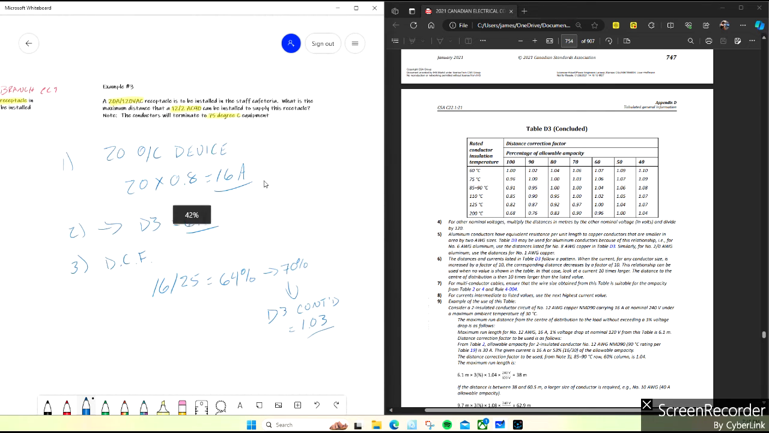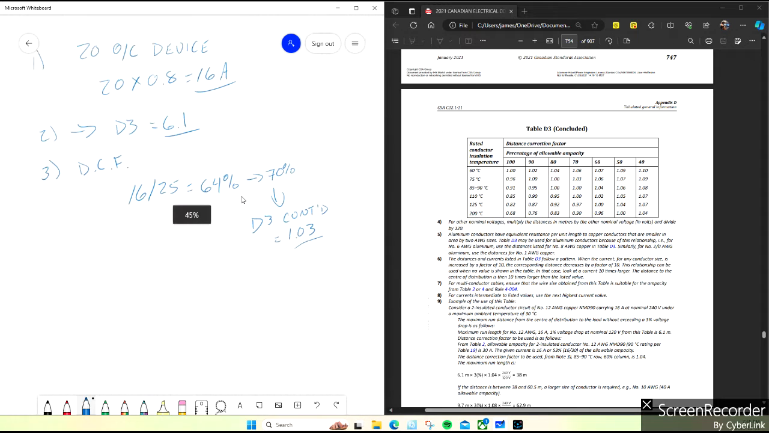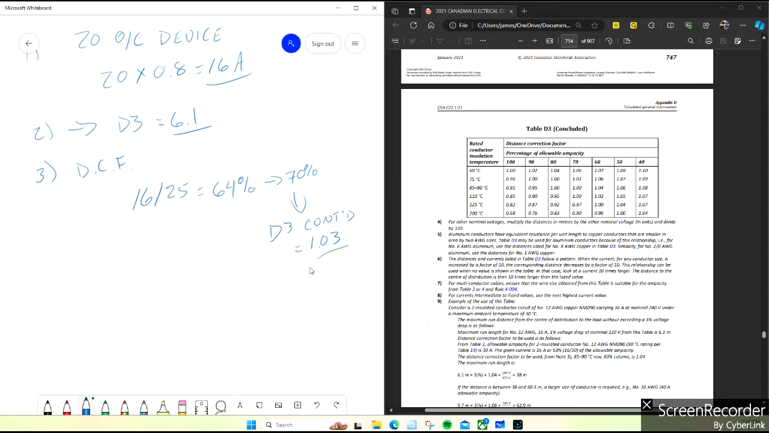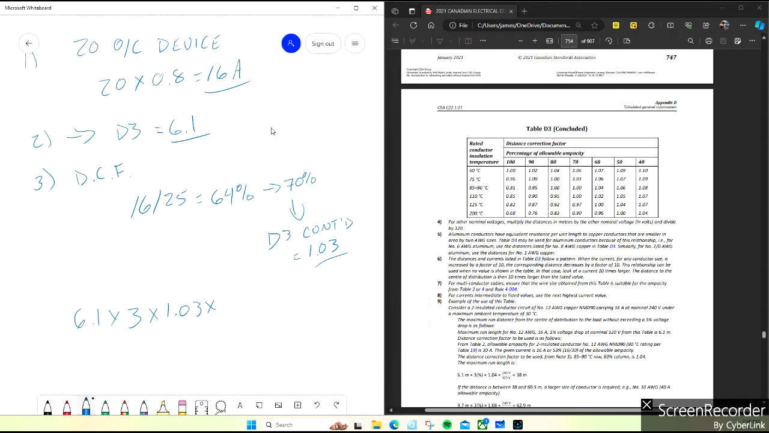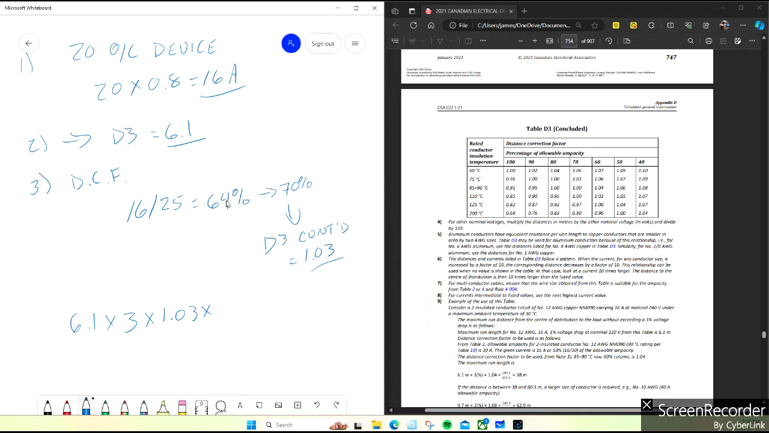Okay, our max distance. Let's scroll up here and do the last step. Same formula, just plug in the numbers. So I know I can go 6.1. Now, I didn't specify a maximum voltage drop. 8102 says we're allowed a maximum of 3% on our branch circuit. So I'm going to go times 3, times my distance correction factor, times the voltage, which I said was 120. Yeah, it's 120. So basically 120 over 120, which is 1.